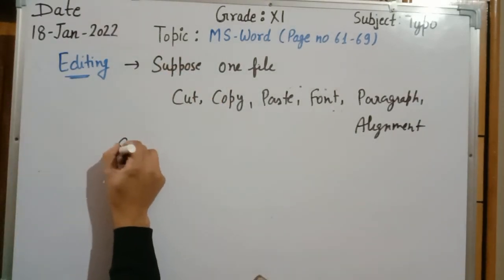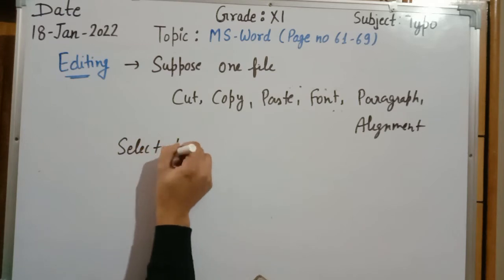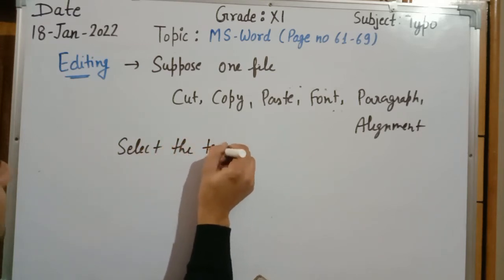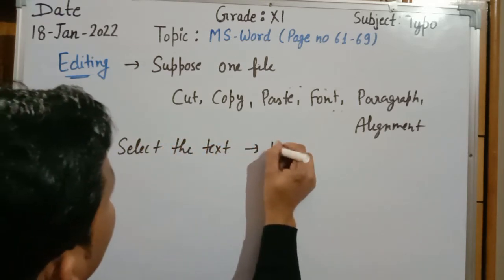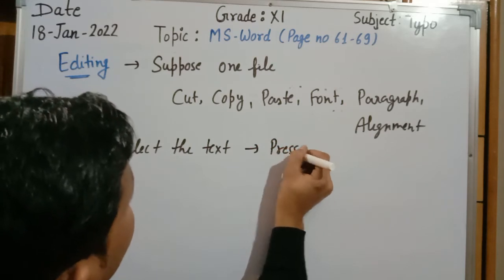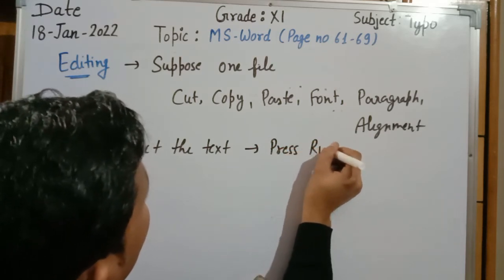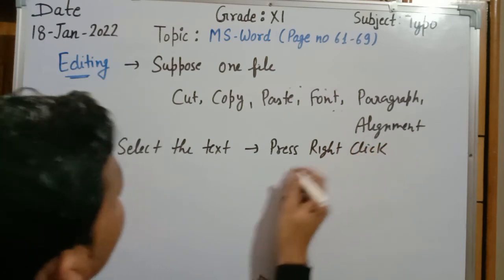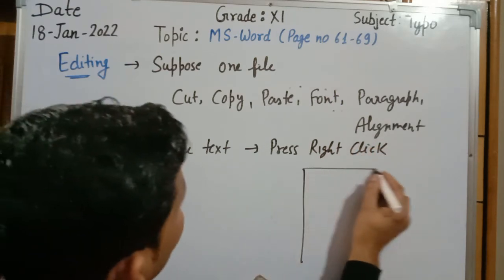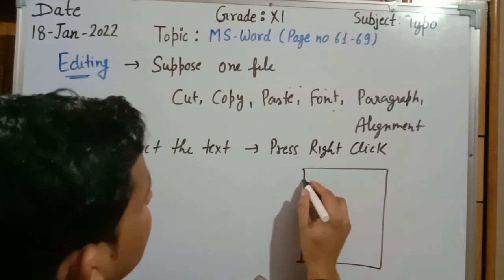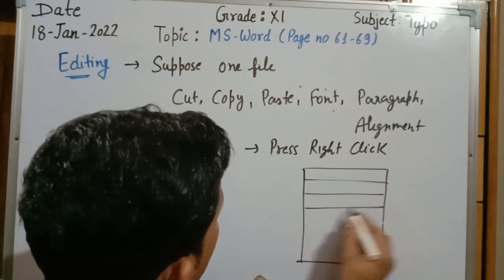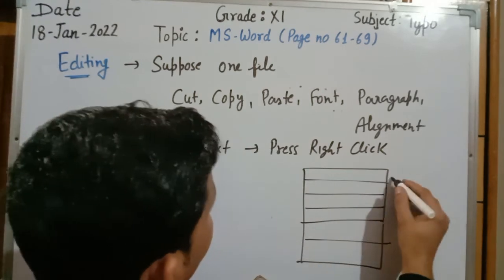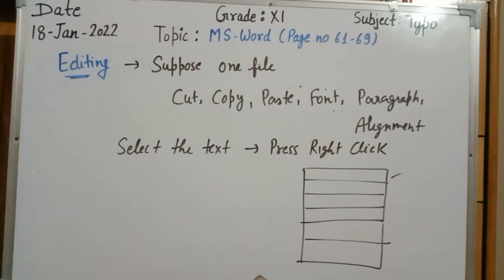Just select the text, then right click. On right click, what will happen? A context menu window will appear. Select the option from this menu to perform the editing in a document. This is the way to perform editing in a text document.